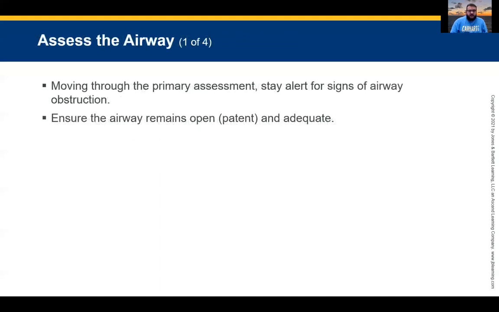All right. So how do you assess the airway? What am I looking for? As you move through the primary assessment, stay alert. I want you to look for signs of airway obstruction. Ensure that the airway is open, and it's called patent. As long as they can talk to you, like I'm doing right now, my airway is patent because I'm controlling it by myself. It means it's open. You're not required to do anything to make me breathe. So remember that it's patent. That's an open airway.